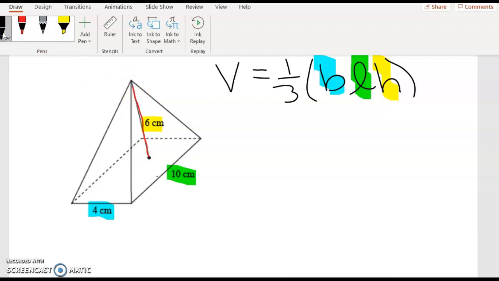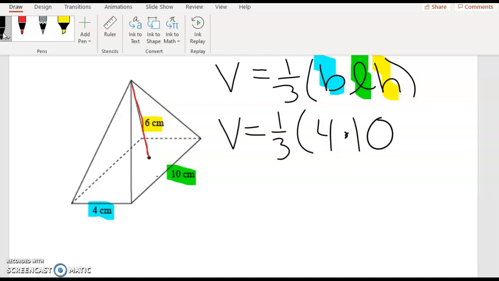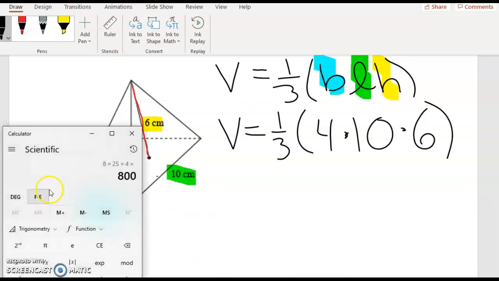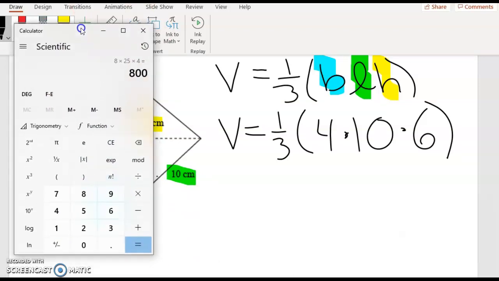So let's rewrite our formula so we don't get confused, okay? We know what we're inputting into our calculator. Volume equals 1/3 times the base, which is 4, times the length, which is 10, times the height, which is 6. All right, and then we know we're talking about centimeters here. So let's pull our calculator back up. Move it up here so we can see it. Clear it out from last time.